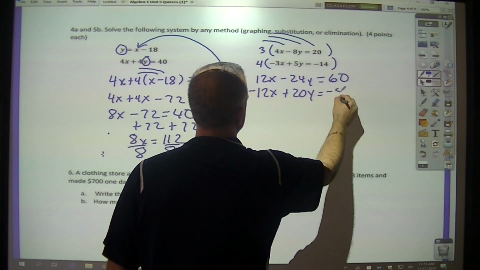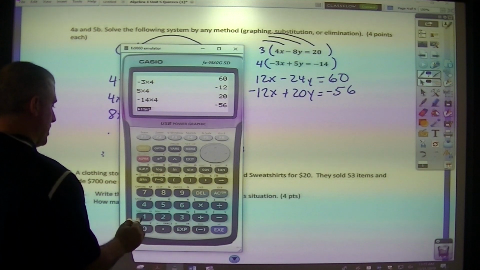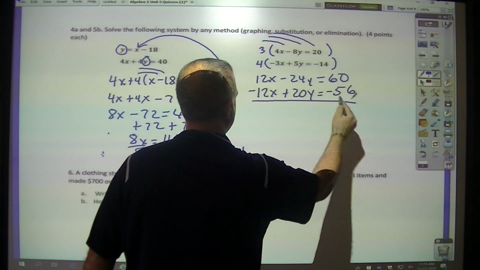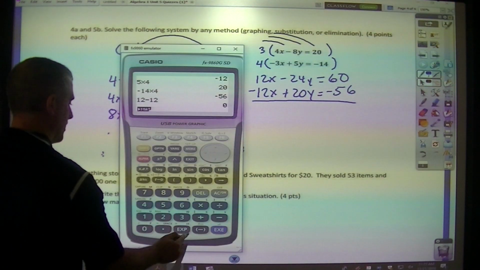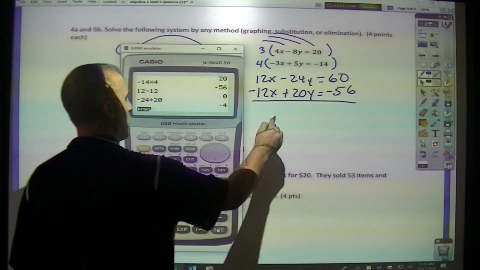and negative 56. These all have operations. I think that will eliminate. Let's check. 12 minus 12 is 0, so that's good. So I'm going to follow the rest of these operations. Negative 24 plus 20 is negative 4y.